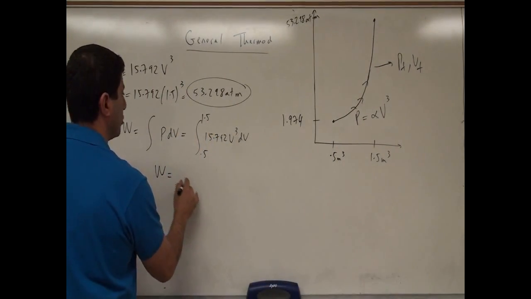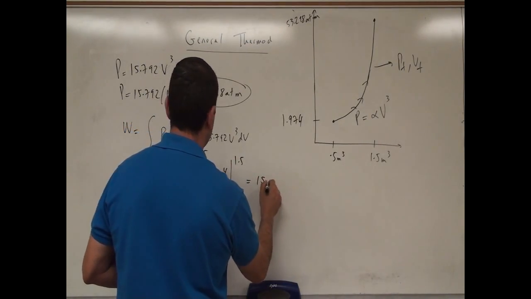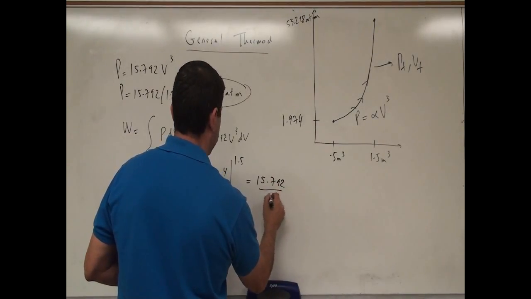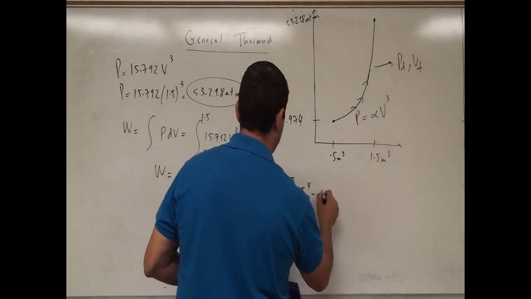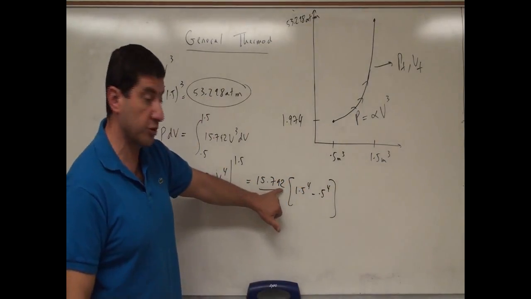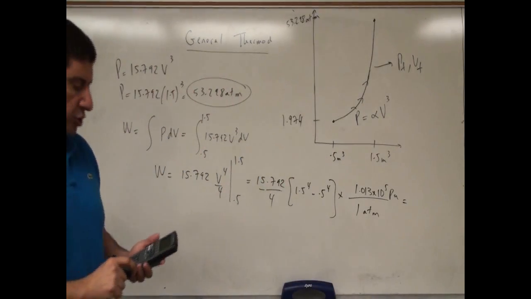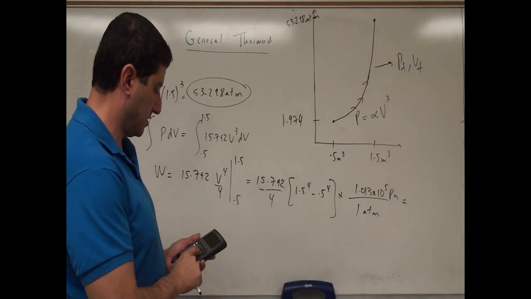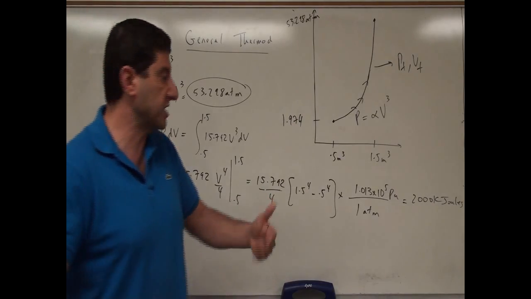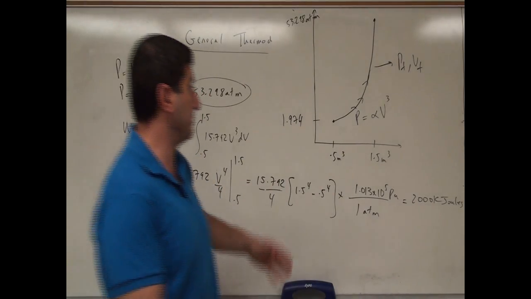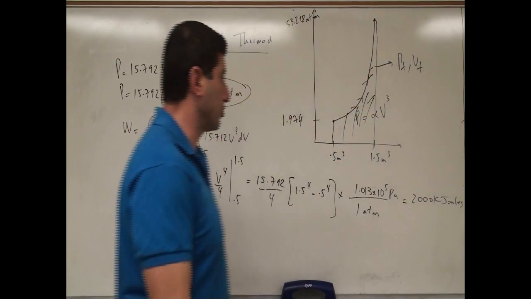Okay, so the work would be equal to V to the 4th over 4, then from 0.5 to 1.5, so 15.792 over 4, and then we're going to have here 1.5 to the power 4 minus 0.5 to the power 4. Remember that the pressure here was in atmosphere, so I have to convert that to pascals. The final answer will come out to be joules, right? So then we're going to say here, the answer was 1,999.6 kilojoules, but it's approximately 2,000 kilojoules, right? So the work done by the gas is basically the area under this graph. That's a very, very huge number, 2,000 kilojoules, right?